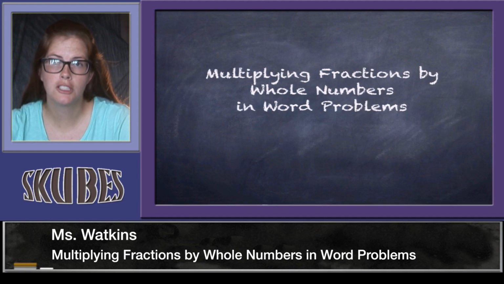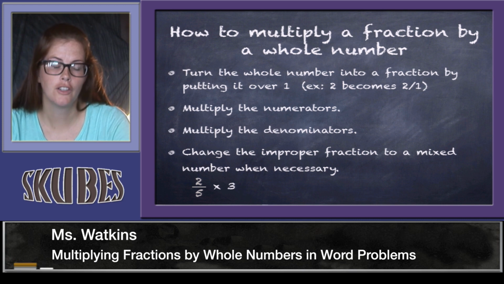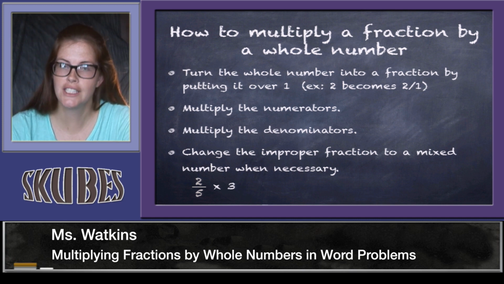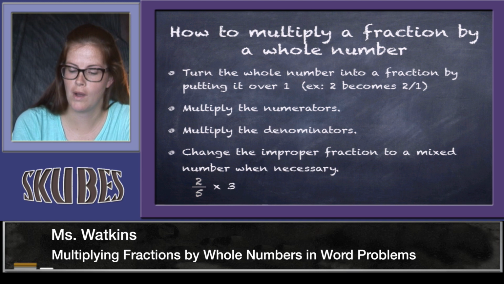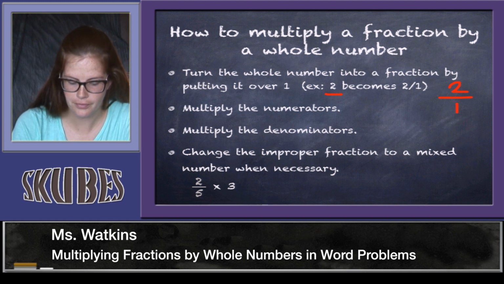Welcome to our lesson on multiplying fractions by whole numbers in word problems. All right, how to multiply a fraction by a whole number. The first thing you need to do is turn the whole number into a fraction by putting it over 1. For example, if you had 2, to turn this into a fraction, you would just make it 2 over 1. That does not change the value of the number.